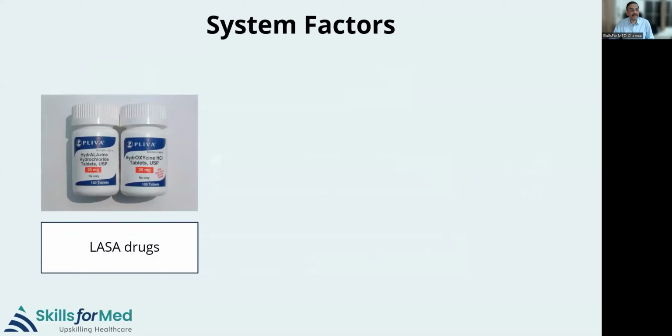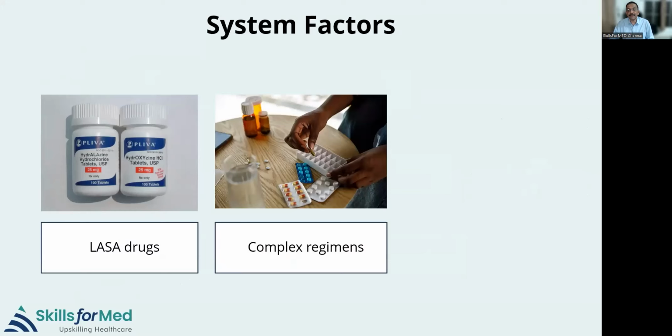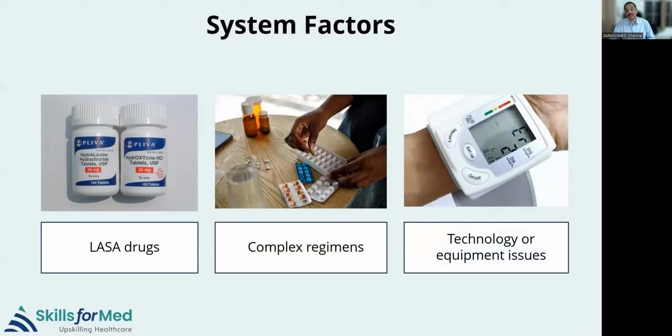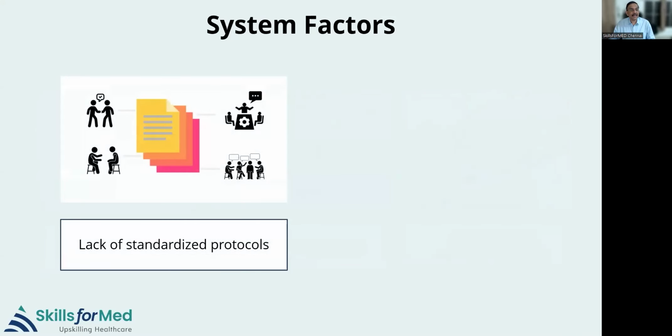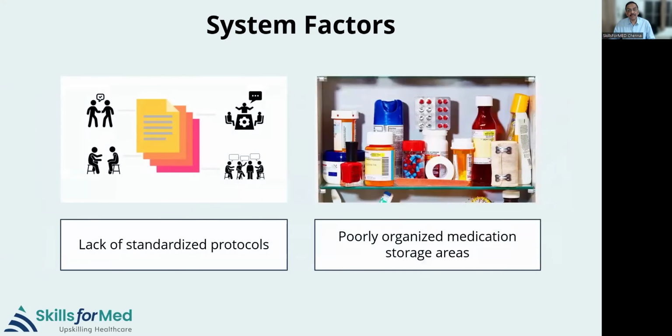If you look at system factors, we already looked at look-alike, sound-alike drugs, and then complex regimens, especially in the ICU and theater. There are several drugs being given to the patient, and there is more propensity to cause errors. And technology and equipment, though helpful, can also cause problems. Then lack of standardized protocols is another system factor. Poorly organized medication storage, either in the pharmacy, or high-risk medication, or emergency drugs, that is your crash cart. If you're not organizing it properly, then medication errors can happen.